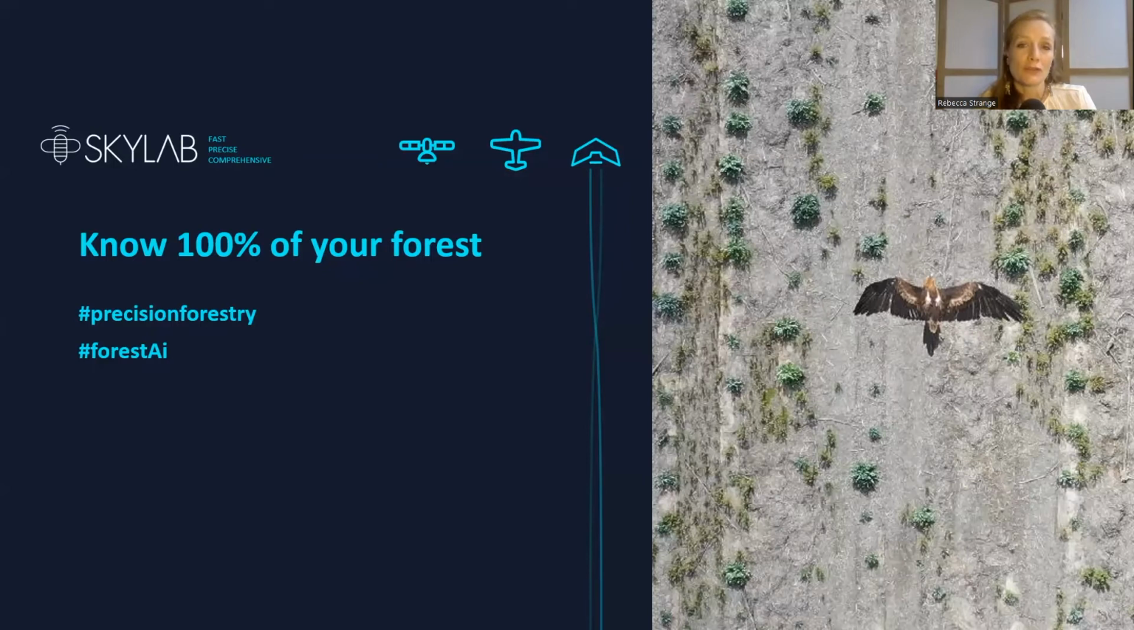Skylab is a technology company based in Hamburg, in Germany. We work with forestry companies all over the world using AI and machine learning to analyze aerial forestry data from drones or planes or satellites to allow you to see 100% of your forest. And our main goal is to give foresters a really comprehensive picture of what's happening in their stands, which leads to savings in time and costs, and ultimately, of course, the increased productivity of those stands.